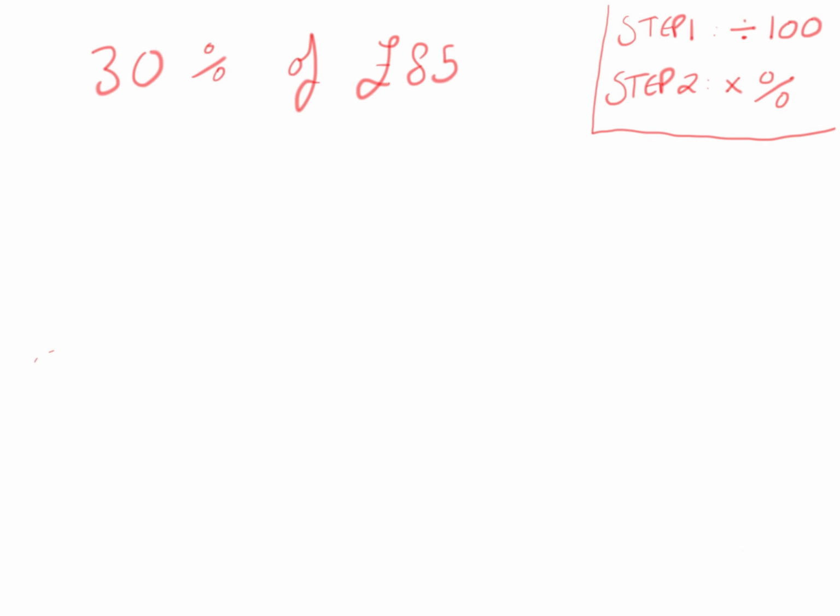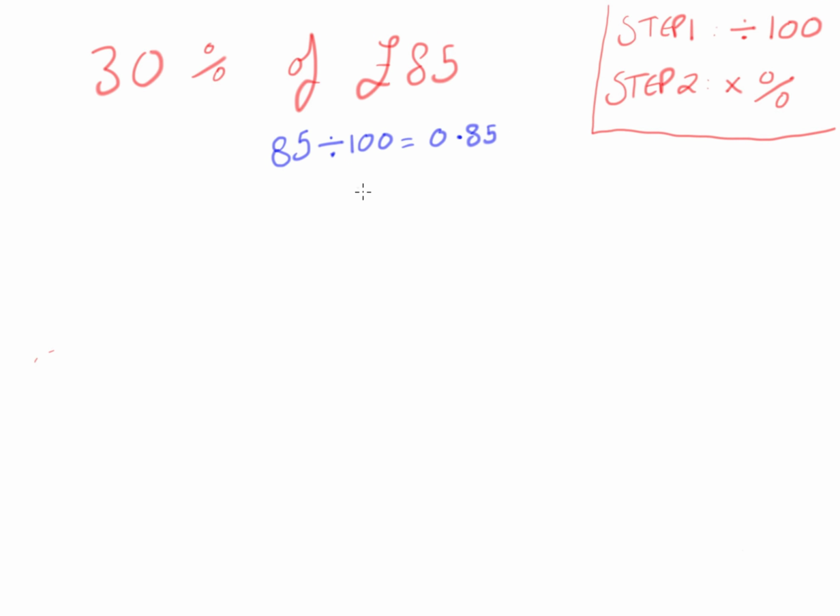Okay, let's just change the color down here on my little wheel. Right, so let's get into the question. My step 1 is to divide by 100. So I'll take my amount, my 85 pounds, and do 85 divided by 100. And my answer then is going to be, of course, 0.85.